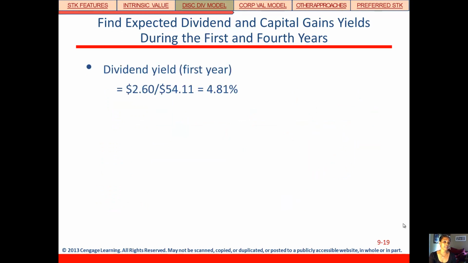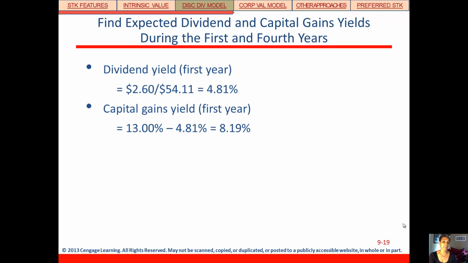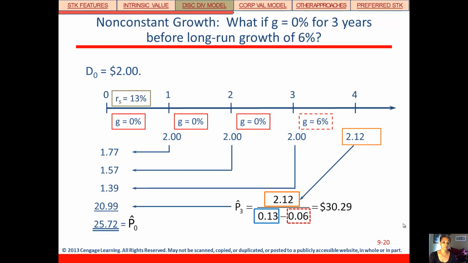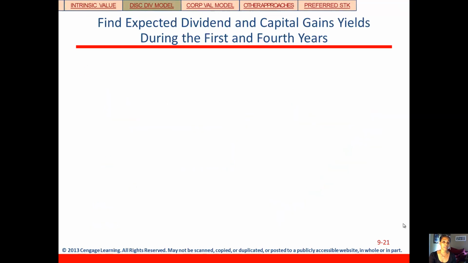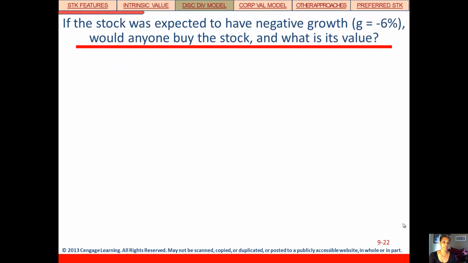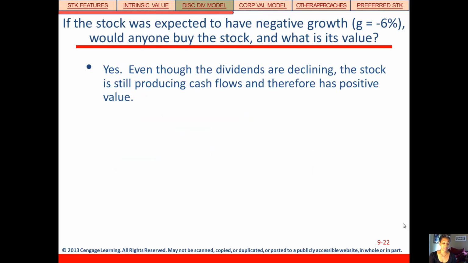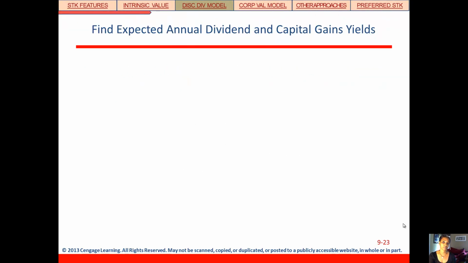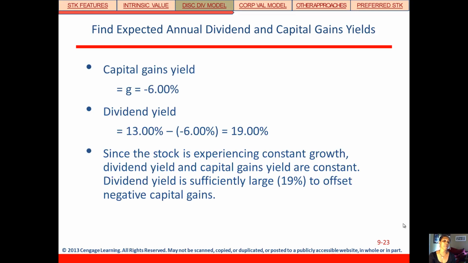And then to get dividend yield just works the same way as before, and the same for capital gains yield. Same thing would happen if it was a 0% growth rate, and then we would do the same calculation for dividend yield and capital gains yield. Same thing if we have a negative growth rate, and the same calculation for dividend yield and capital gains yield. So another big thing that you should be seeing is that the capital gains yield is just g.